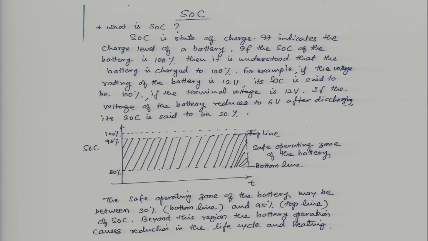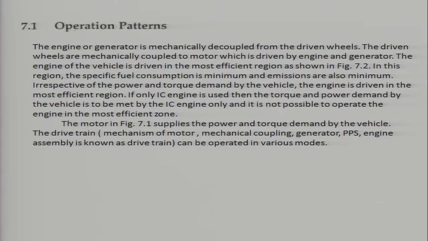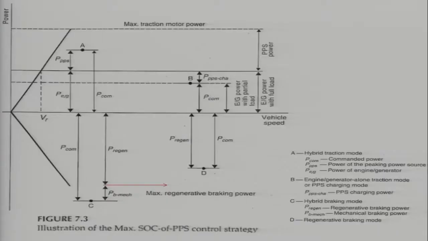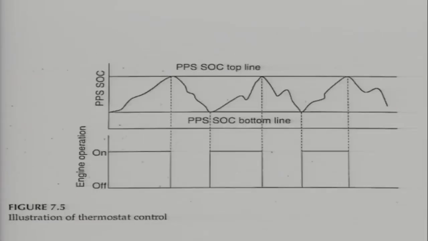So this is the top line of SOC and bottom line of SOC. This top line and bottom line we will be dealing with quite frequently in case of series and parallel hybrid vehicles. So now we will go back to the earlier part. Here the top SOC line is that value which I have shown you just now, and the bottom SOC line is that particular line below which the battery should not get discharged.